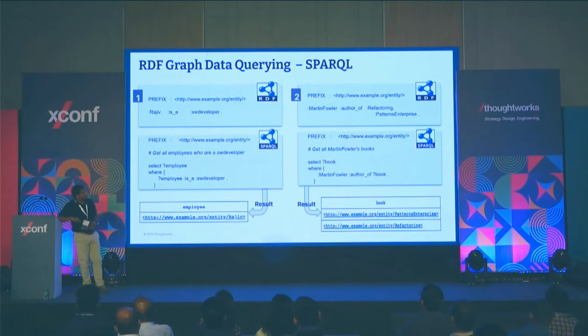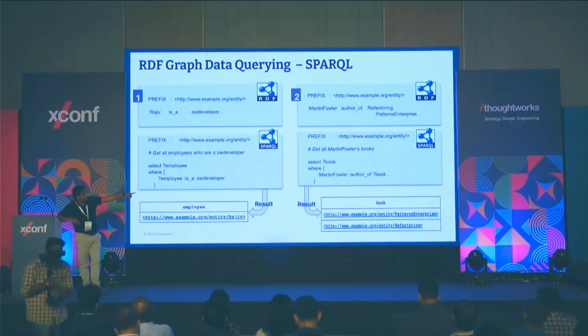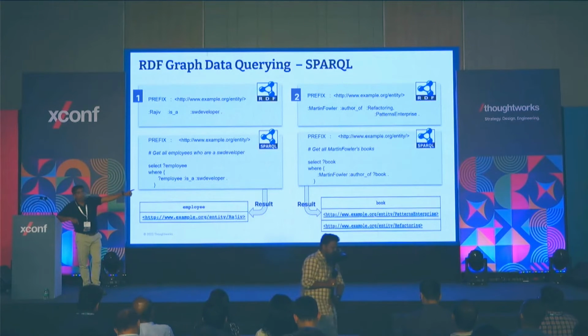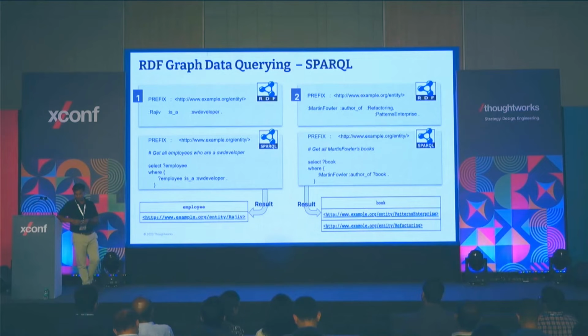In the next one, what we're trying to get is all of Martin Fowler's books, right? There we know the subject, and we know the predicate, which is author of. We want to get the book out of it, so we parameterize the book as a variable, and when you run the query, it gets me all the books that are written by Martin Fowler.